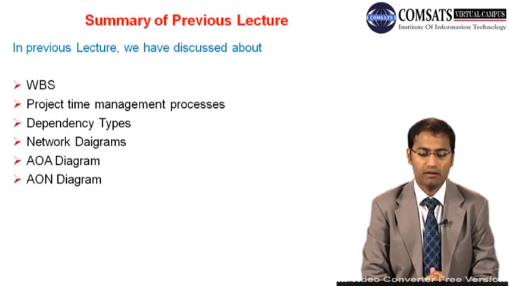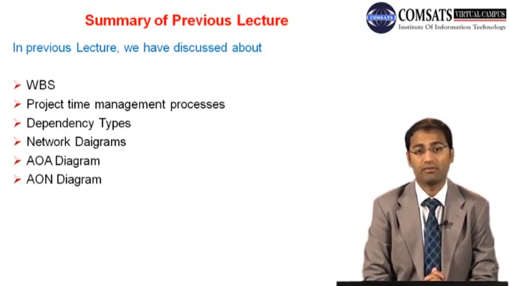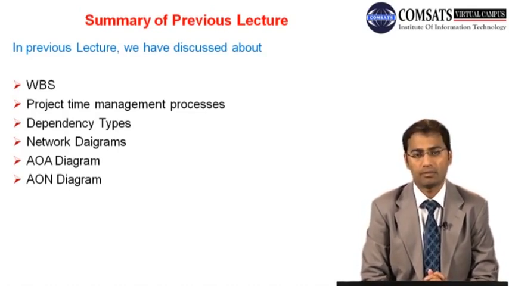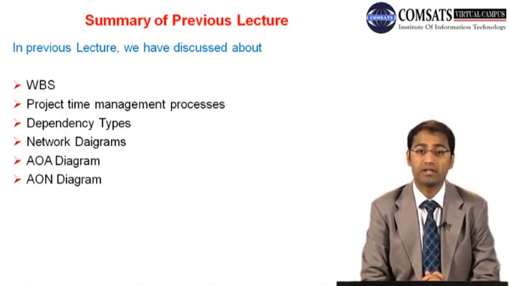Then we had discussed the 7 processes of time management, and we discussed activity definition and then activity sequencing. Today we will move forward and discuss another 3 processes in this session, and the last process, schedule control, will be discussed in upcoming sessions. Then we had discussed the relationship types. There are 4 types of relationship.